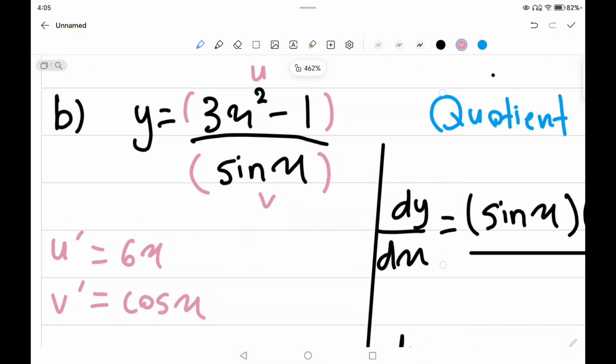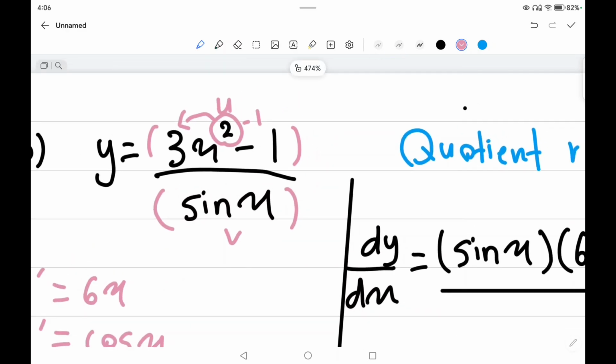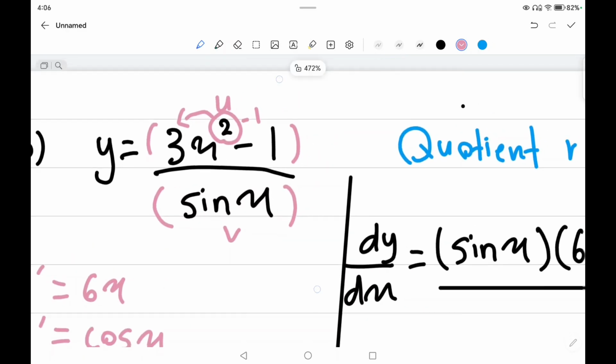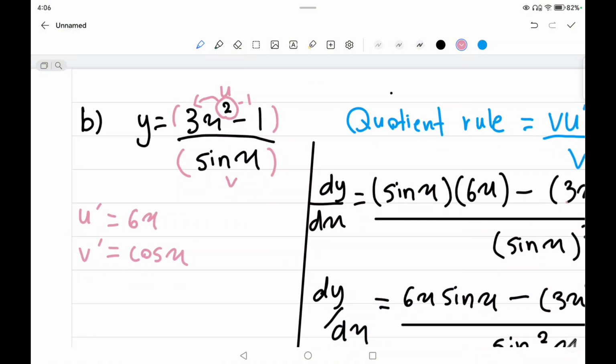Okay, why did I get 6x for u prime? Because I differentiate our u, which is 3x squared, so the power multiplies the coefficient 3, and we get 6x. Then the power we need to reduce by 1, and the constant negative 1 we simply don't write because it has no x. And sin x, if we differentiate, we will get cos x.